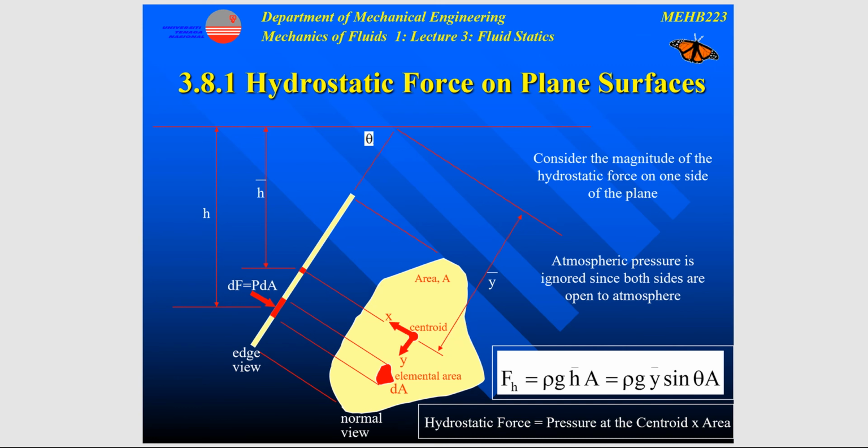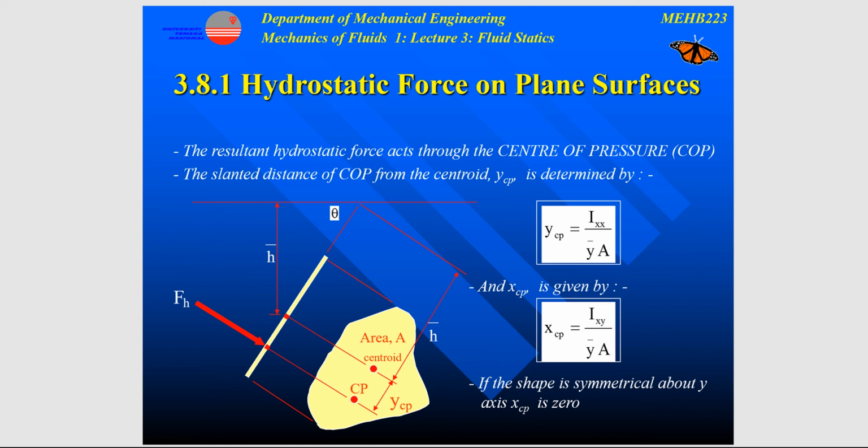So this is the equation for the location of the hydrostatic force. It is located slightly lower than the centroid of the plane surface, through the CP, the center of pressure.